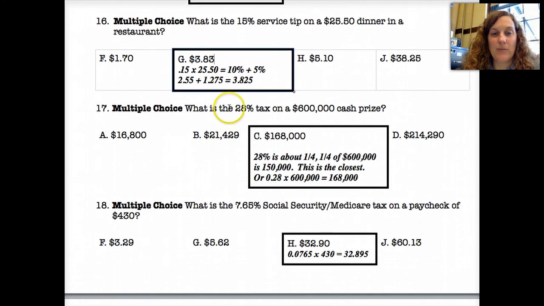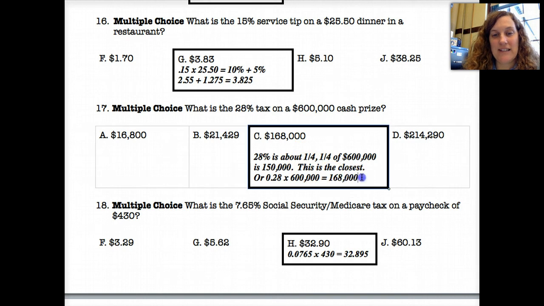17, what's 28% tax on a $600,000 cash price? So if you win $600,000, but you have to pay 28% sales tax on it, then you're going to end up paying about $168,000. Isn't that crazy? So that's about right, because 28% is close to 1/4, or 25%. So the way to check your answer is 1/4 of 600,000 would be 300,000, and half of that's 150,000. So this is pretty close, so that is definitely the right answer.